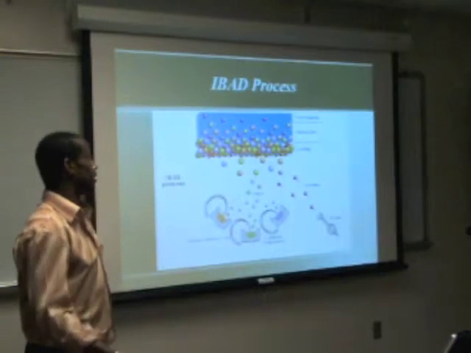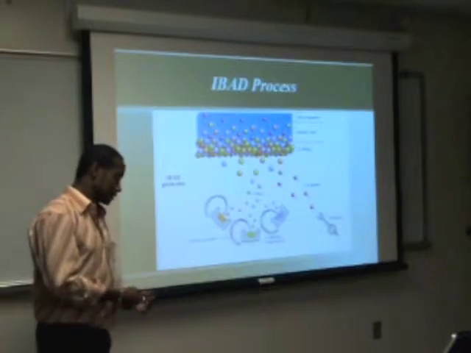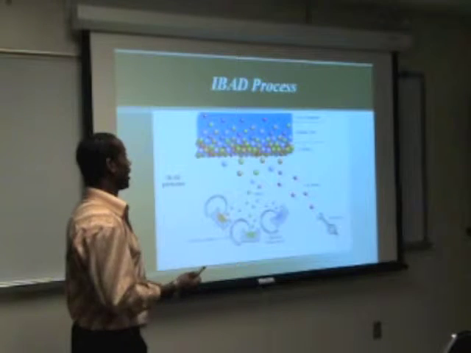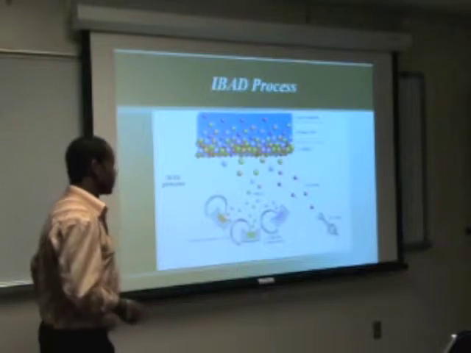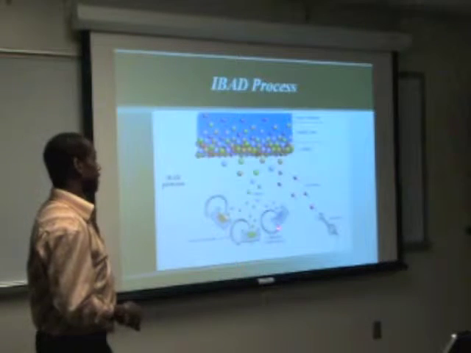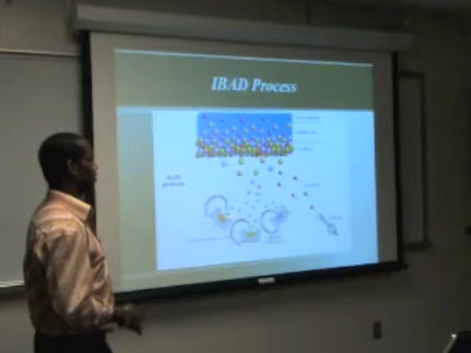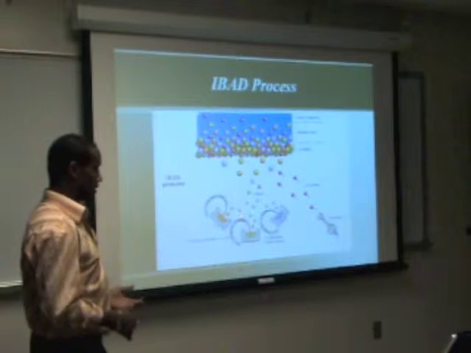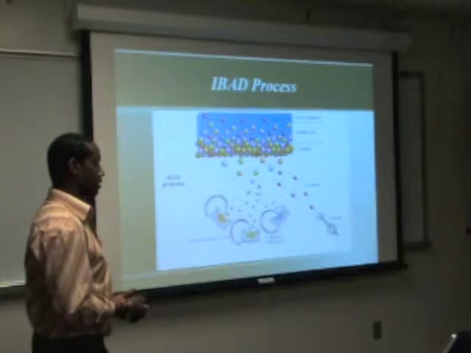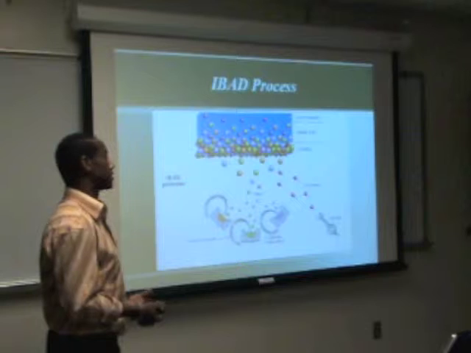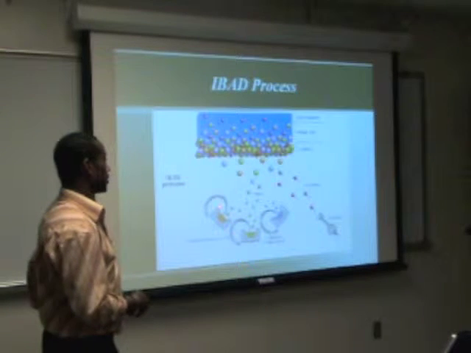This is a simplistic cartoon, I guess you will, of how the IBAD works. What you have here, you have 3 electron guns, and either one of them or all 3 of them, we can put our source material, whether we're using semiconductor material like silicon or germanium, or a metallic material like copper or silver. These are where this will go.